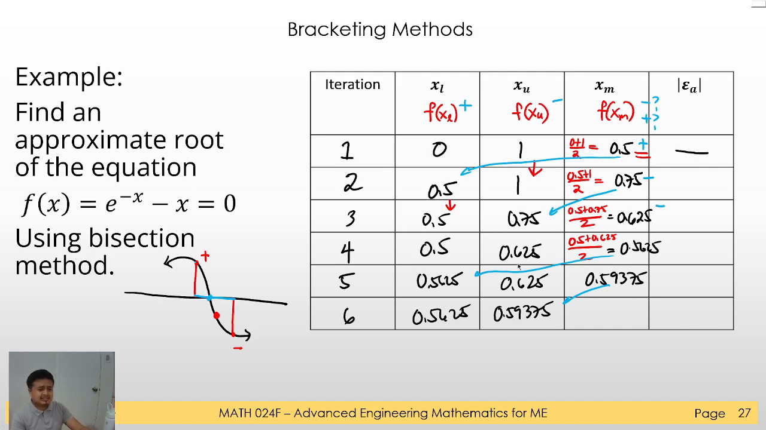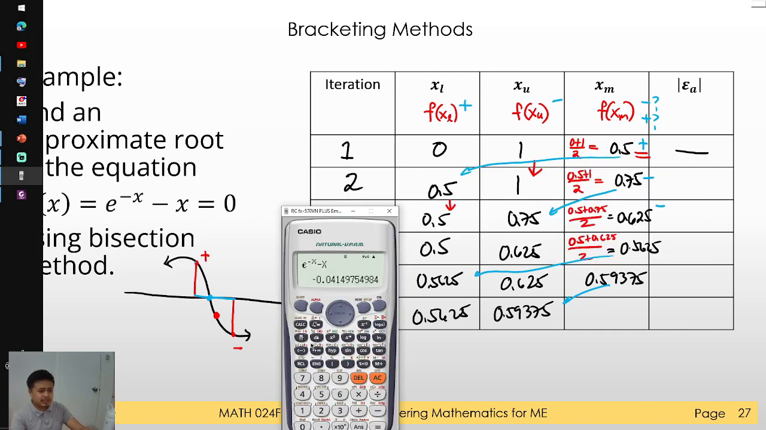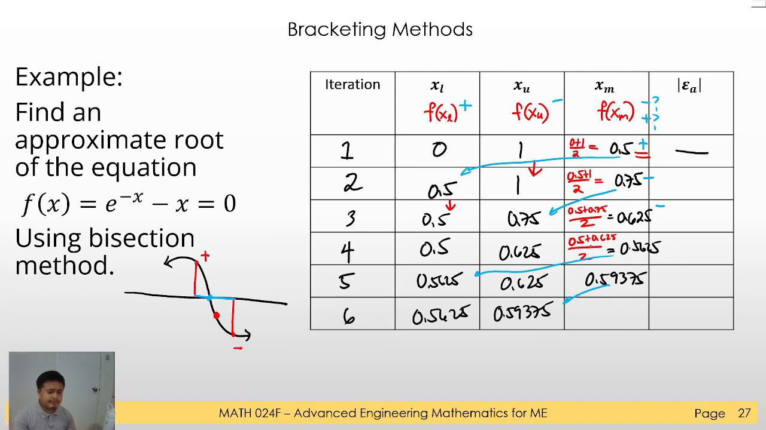And then the last approximation here will be when we divide. Again, we find the midpoint of these two. So 0.5625 plus 0.59375 over 2. So 0.578125.